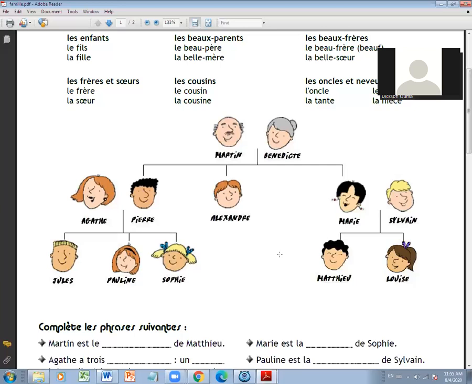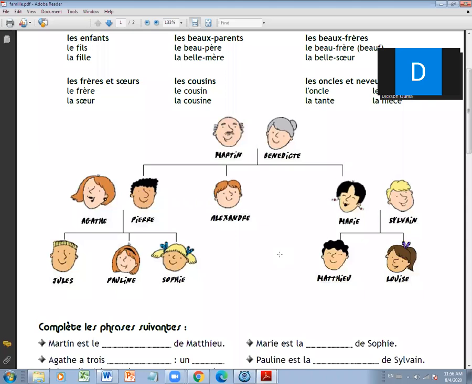Three. Now, Alexander is still single from that chart, right? Yes. Now, Marie is married to who? To Sylvian. Then Pierre is married to Agathe. Yes. Now, I want us to understand.